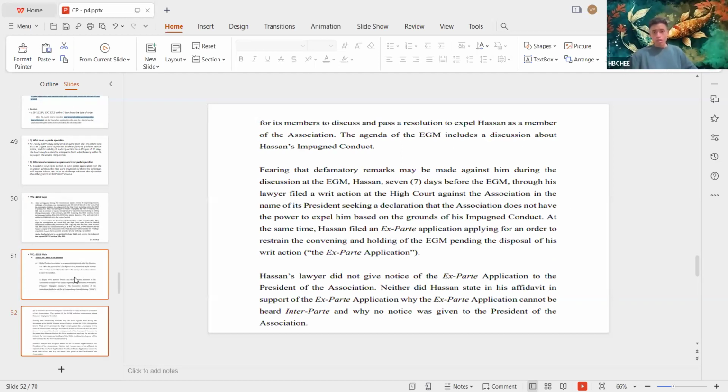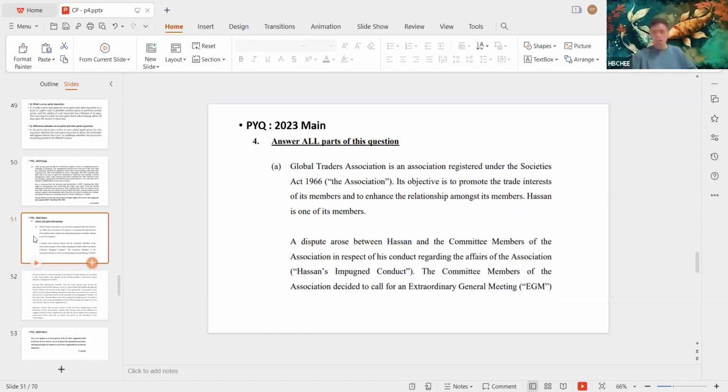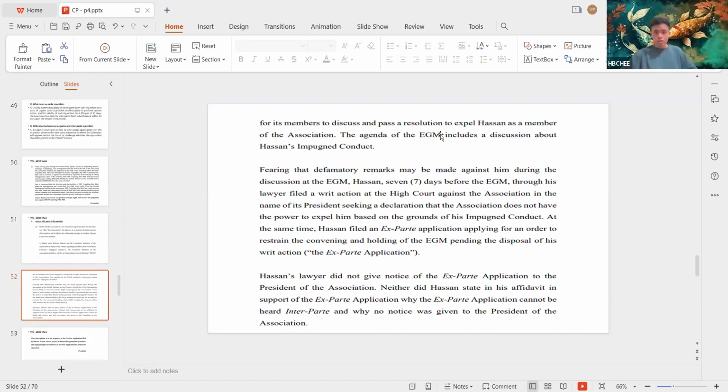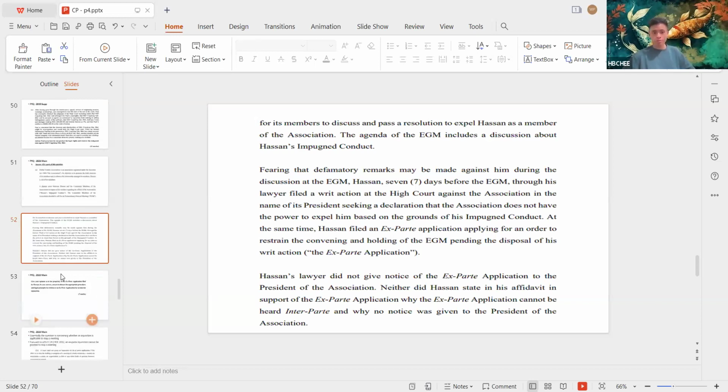Okay, now I'm worried that you might not really see this question often now. Because this question talks about, you see, the issue is during the EGM. The agenda of the EGM includes a discussion about the impugned conduct. Fearing the defamatory remarks, Hassan has filed a writ action and applied an ex parte application to stop the meeting. Now the question is whether it is allowed for an injunction to stop a meeting. What do you think?